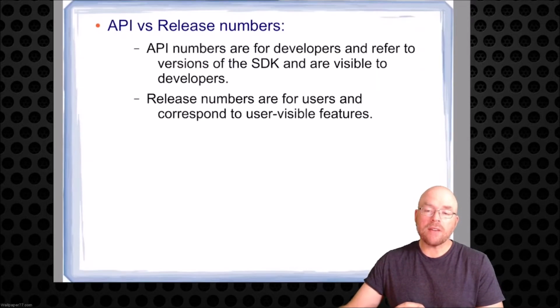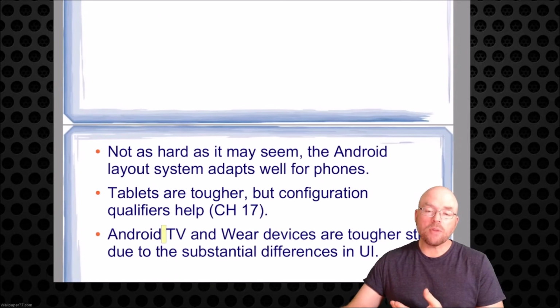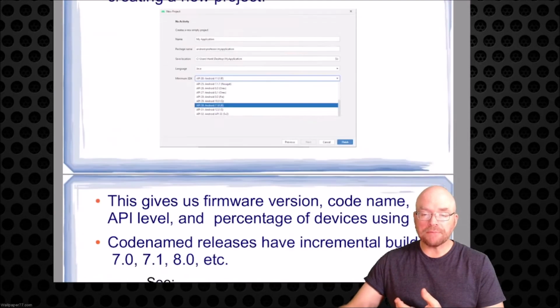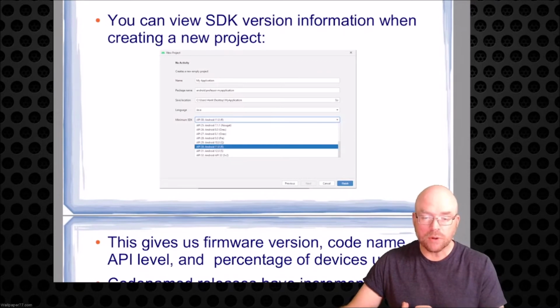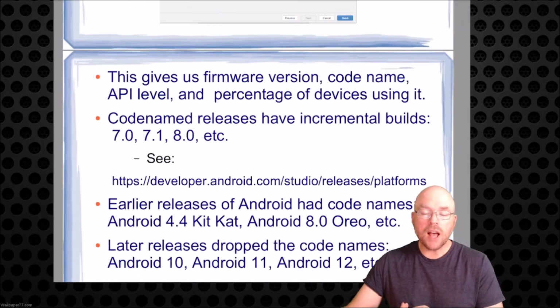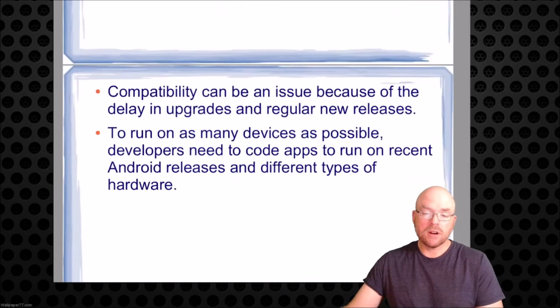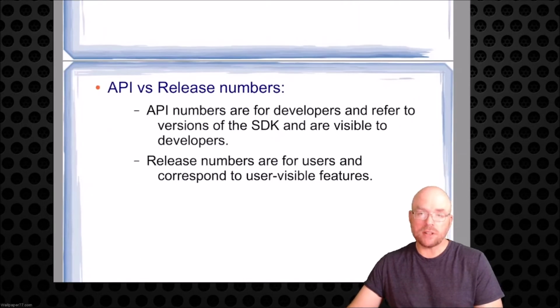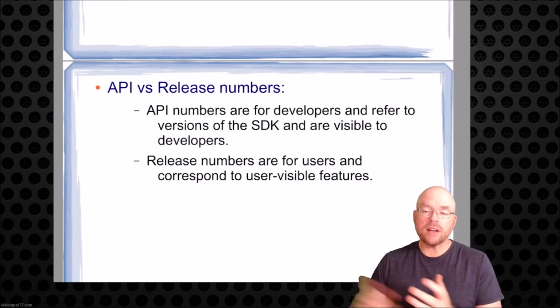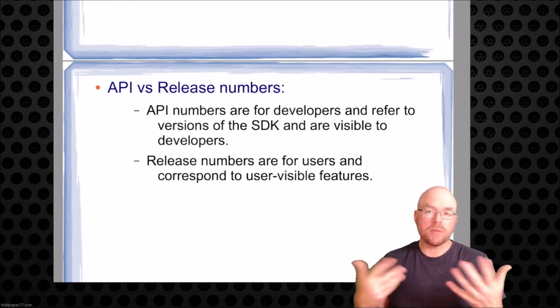All right, so you have API versus release numbers. You have API numbers, you have release numbers. If we go back, let's go back really quick. You can see here where it says API 25, Android 7.1.1. So you've got two different numbers there. What you have is an API number and a release number. These two numbers can be confusing.